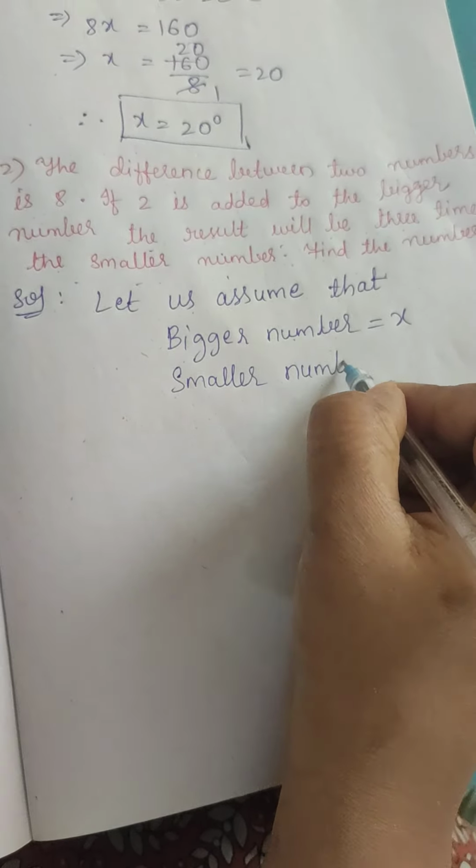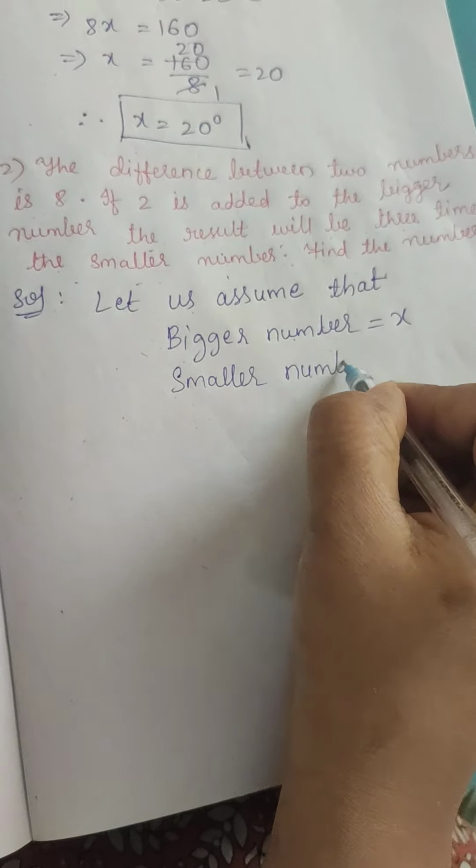Okay, now if 2 is added to the bigger number, which is the bigger number here, x, if 2 is added to the bigger number, the result will be 3 times the smaller number. Now we get the result 3 times the smaller number. These two equations are given. Now we should find the numbers x and y.